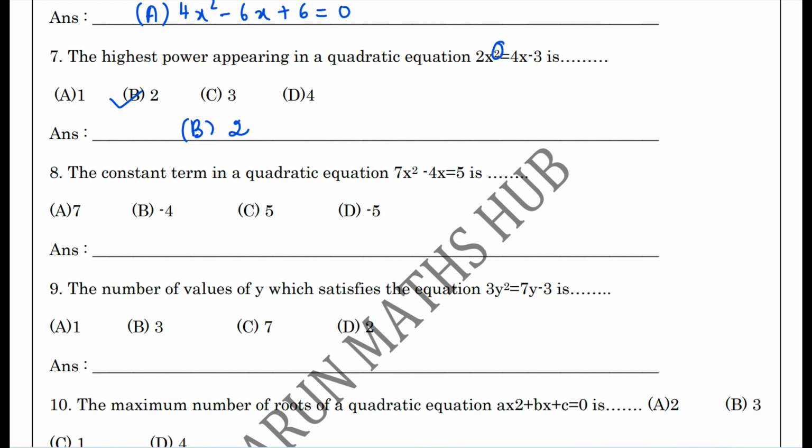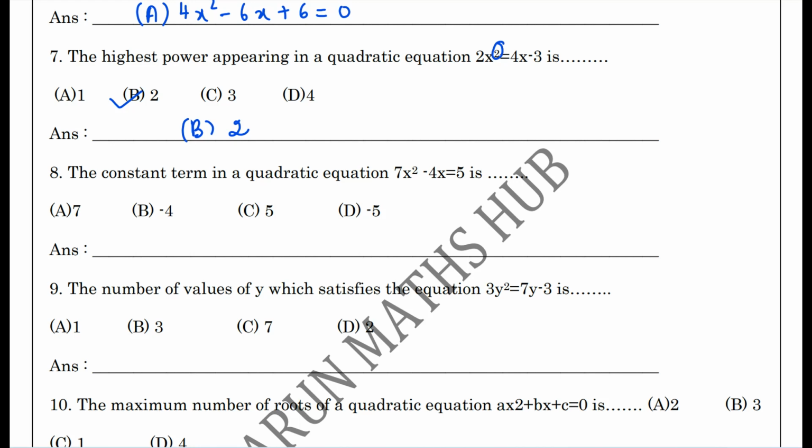After this, we'll try to solve questions based on factorization method, completing the square method, then quadratic formula method, then discriminant. Concept wise we'll go there so that you can completely learn the chapter and you should not miss out any question in the examination.